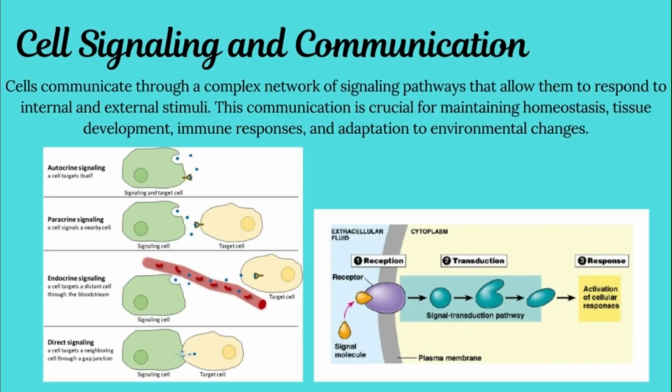Cell signaling and communication. Cells communicate through a complex network of signaling pathways that allow them to respond to internal and external stimuli. This communication is crucial for maintaining homeostasis, tissue development, immune responses, and adaptation to environmental changes.